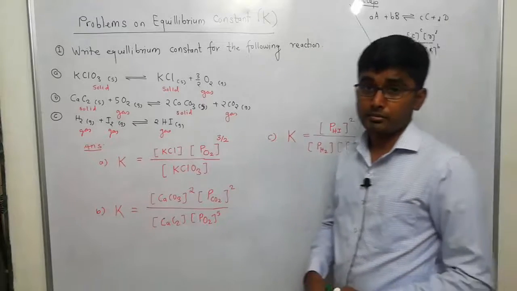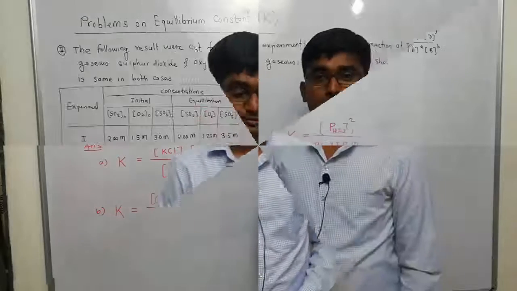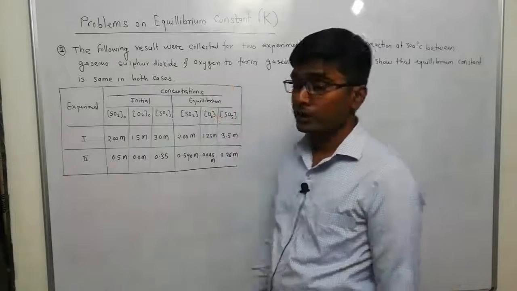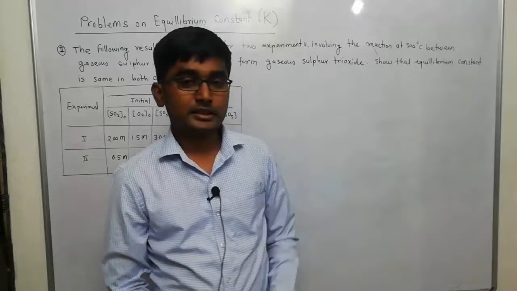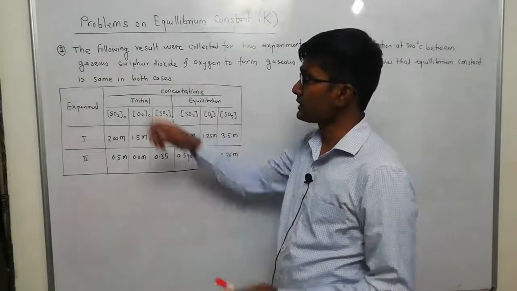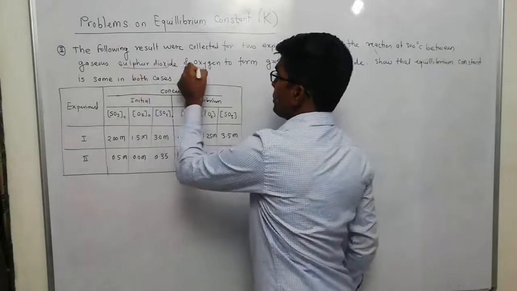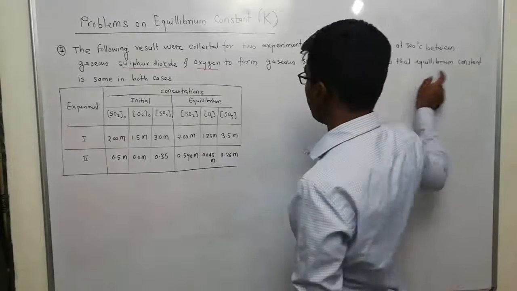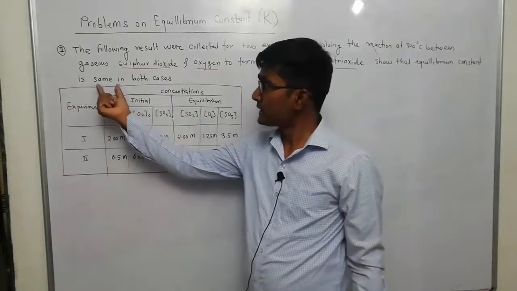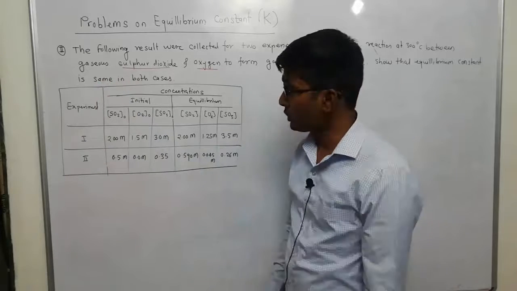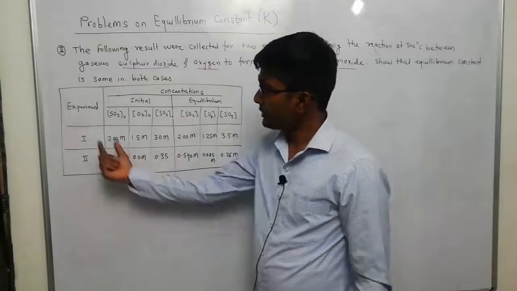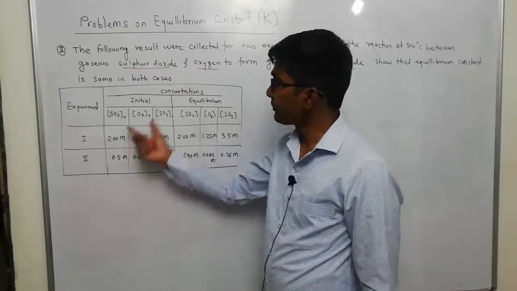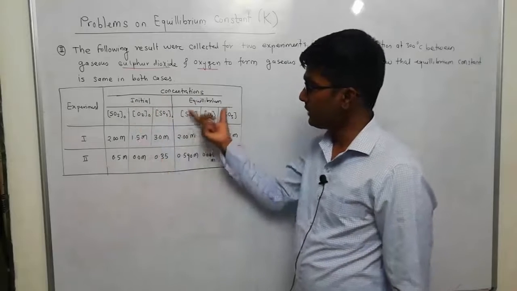Now let us see the second problem of today's session. The following results were collected from two experiments involving the reaction at 300 degrees Celsius between gaseous sulfur dioxide and oxygen to form gaseous sulfur trioxide. Show that the equilibrium constant in both cases is the same. Now how do we solve this problem? This is the given data. There are two sets of experiments, the first set and the second set, with the initial concentration and the final concentration.